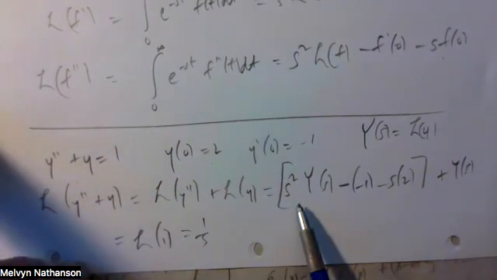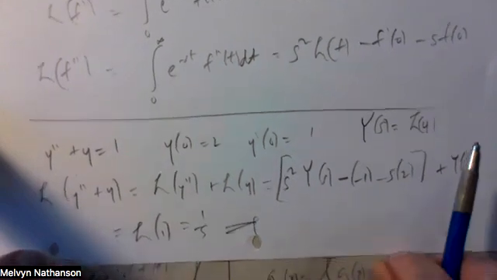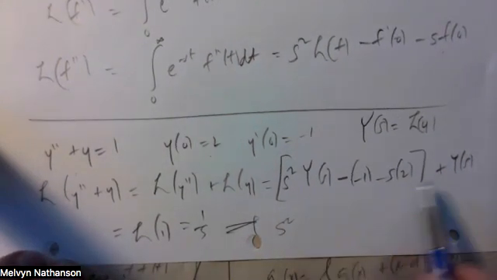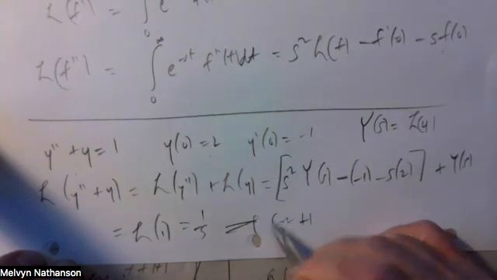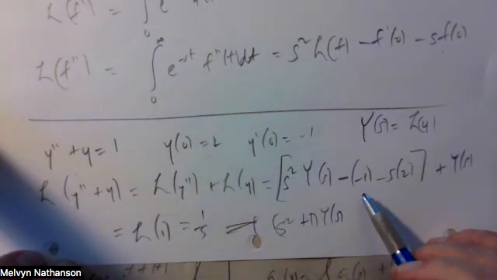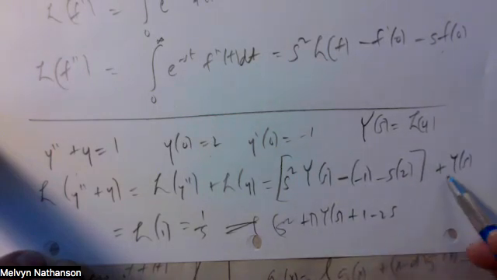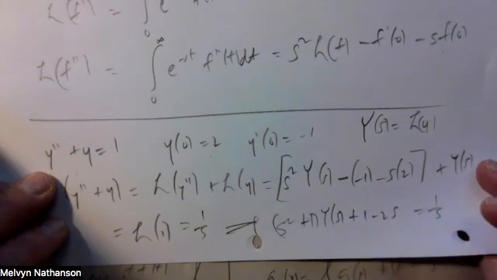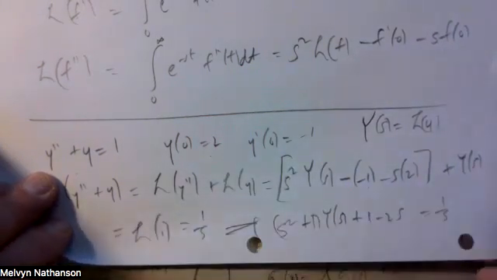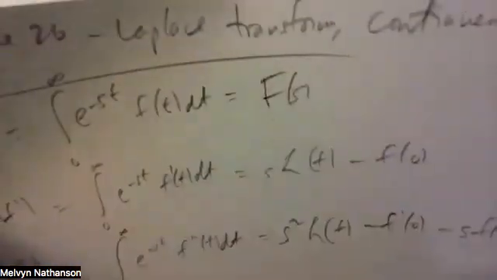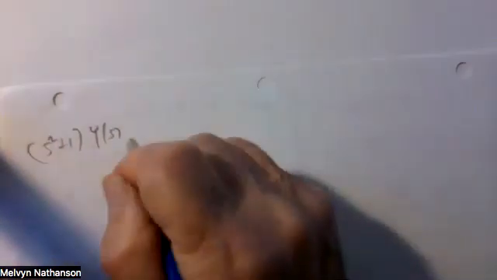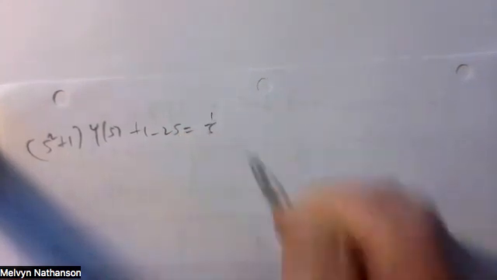So what this says is we have s squared Y of s plus Y of s, so that's s squared plus 1 times Y of s, plus 1 minus 2s equals 1 over s. So let me write that down again. So we had s squared plus 1 times Y of s plus 1 minus 2s equals 1 over s.